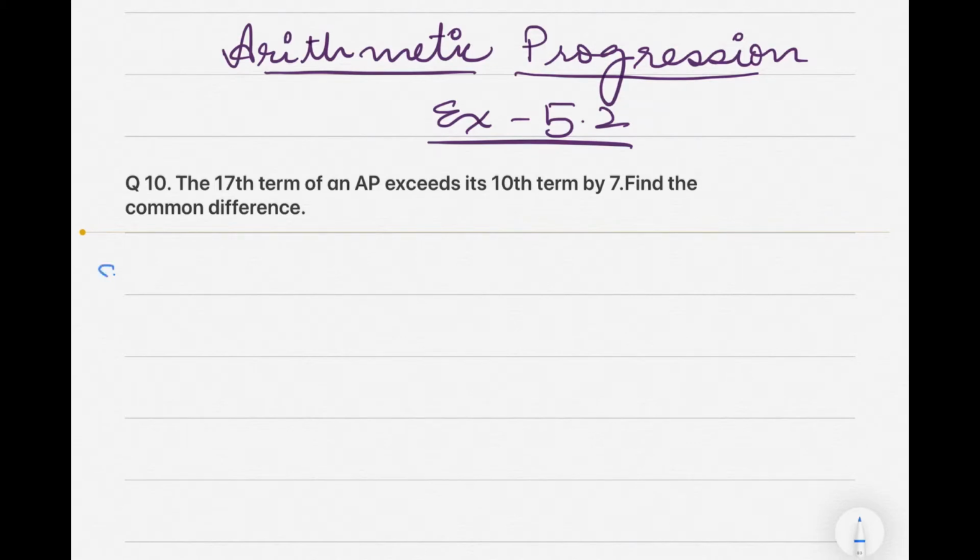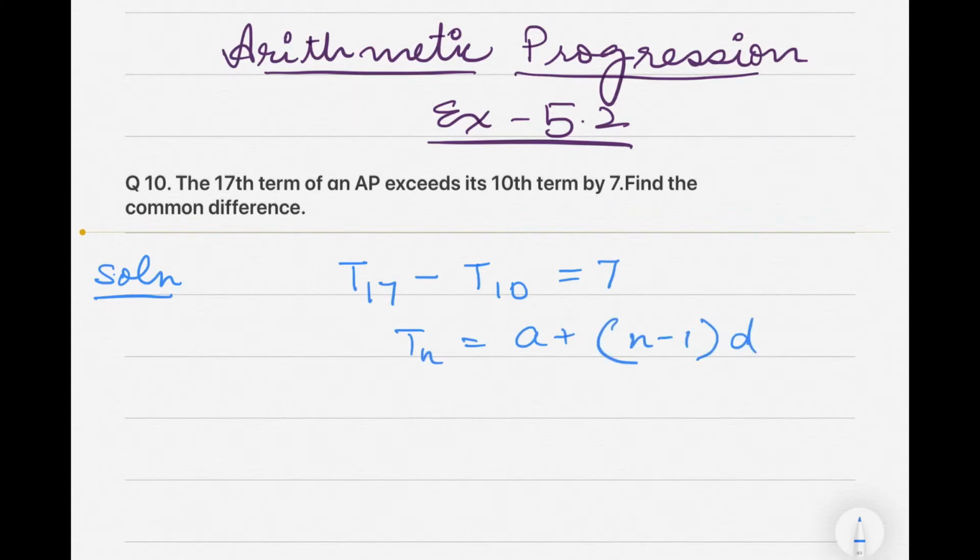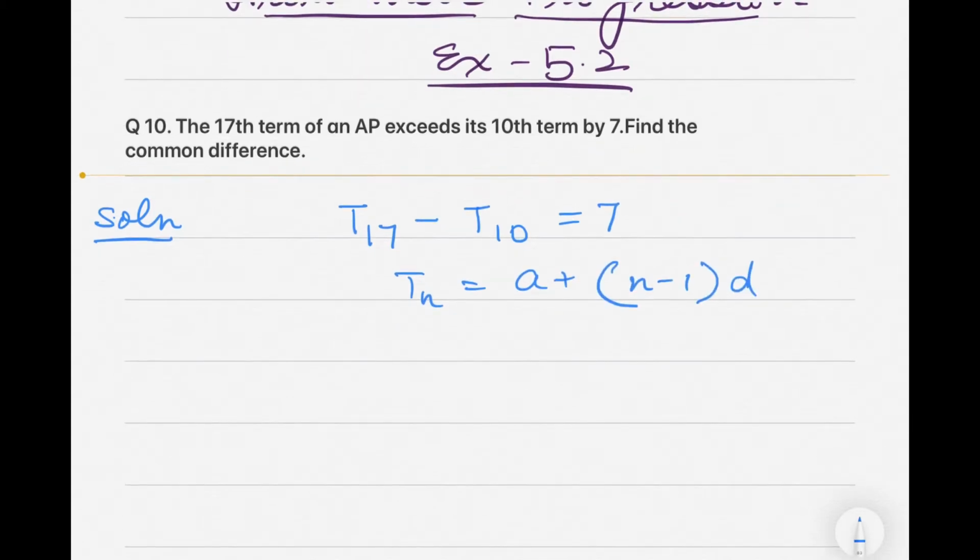Okay, so solution will start doing. They say T17 exceeds the 10th term by 7. So the difference of the 17th term minus the 10th term is equal to 7. We have to find the common difference. Okay, let's apply the formula. So the Tn formula, a plus n minus 1 into d. This one I have to apply.